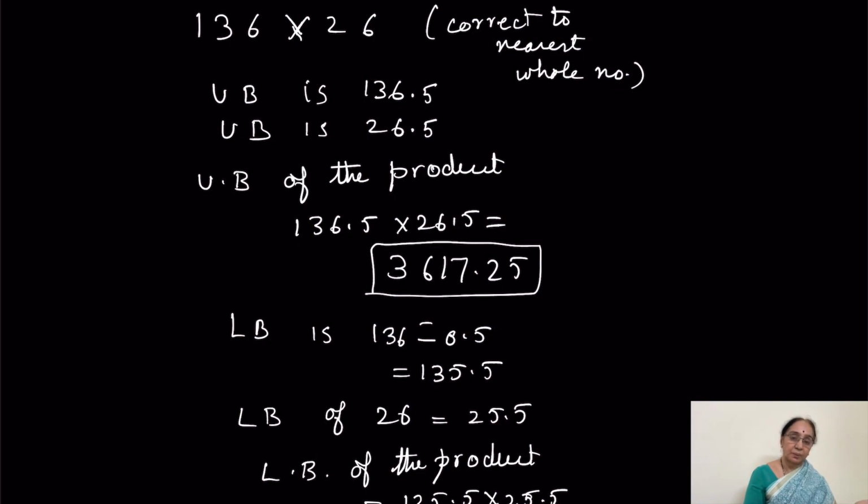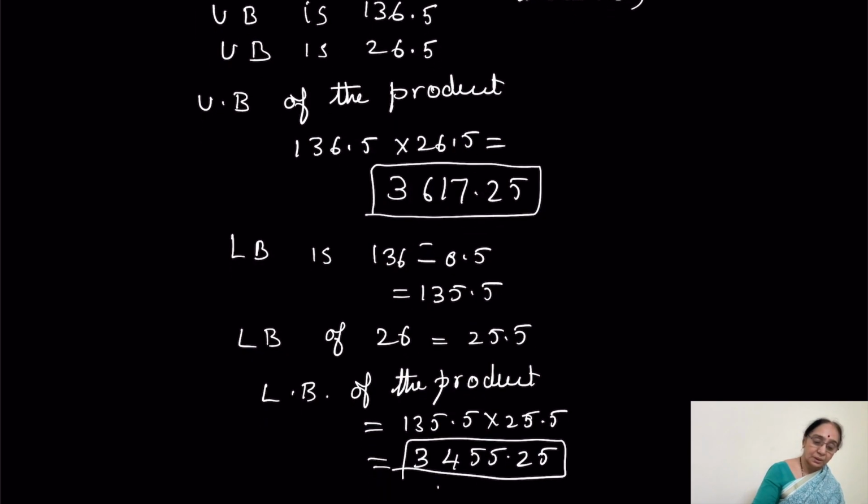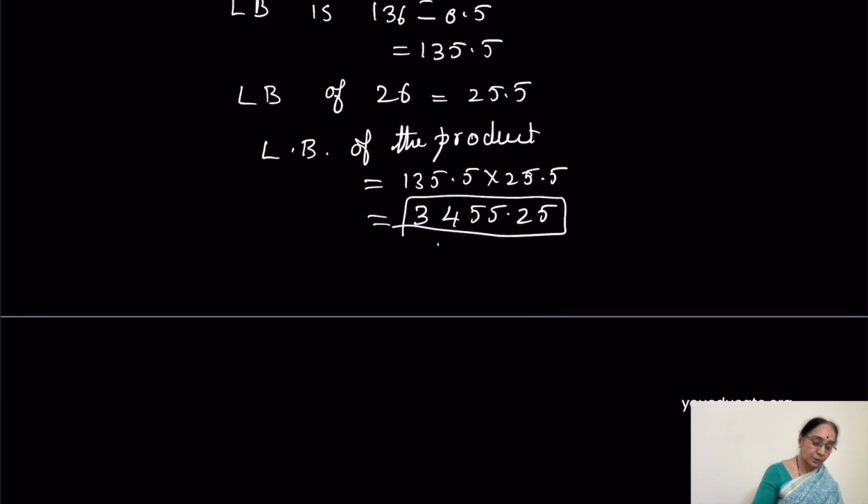So when it is multiplication, you just follow the same thing. Get the upper bound of both the factors, multiply. Get the lower bound of both the factors, multiply. And you can be sure that the product is never going to be less than 3455.25 and it is never going to be more than 3617.25. So that will be the upper bound and this will be the lower bound.